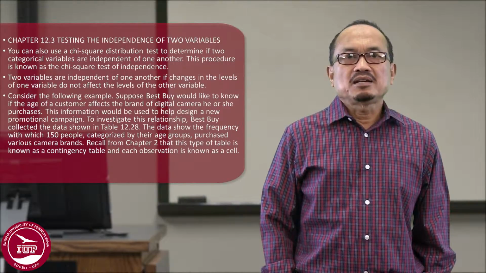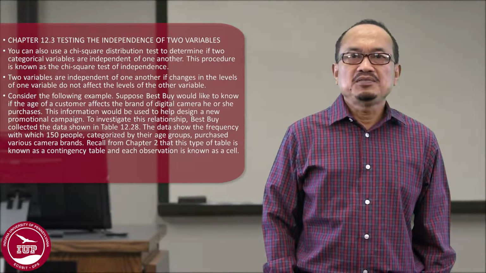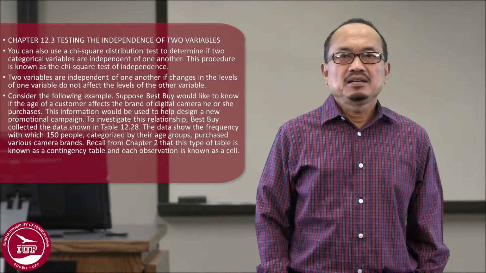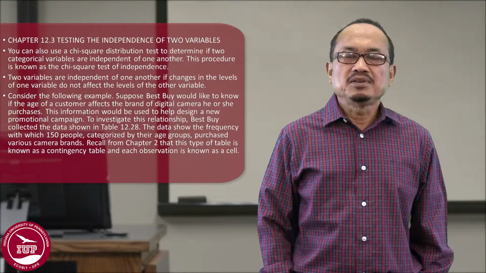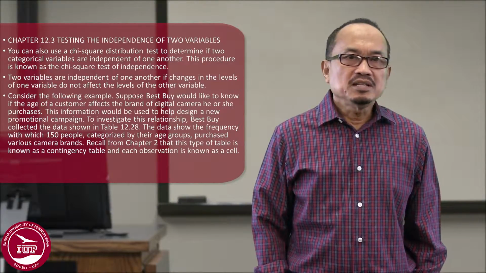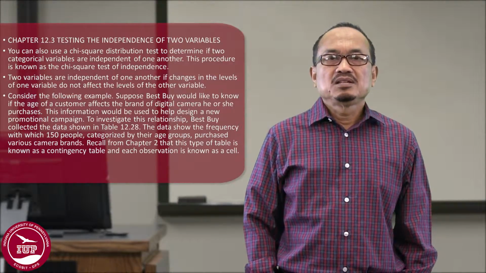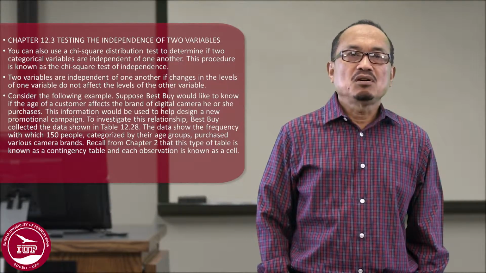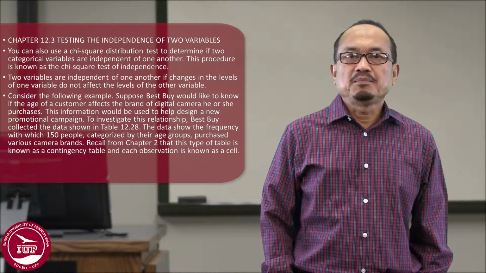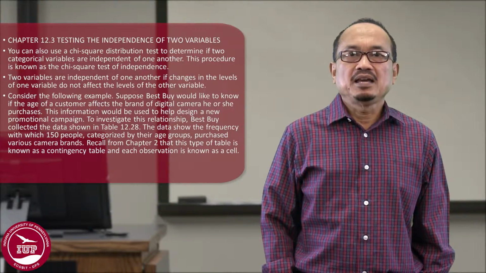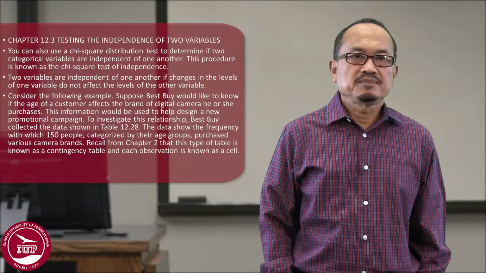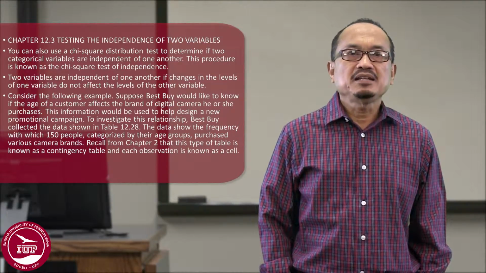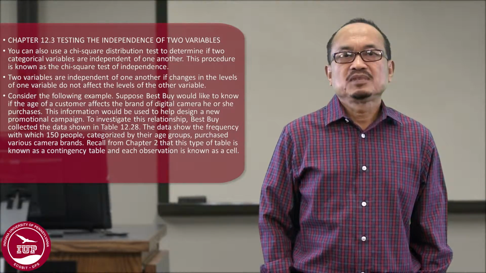Two variables are independent of one another if changes in the level of one variable do not affect the levels of the other variable. Consider the following example. Suppose Best Buy would like to know if the age of a customer affects the brand of digital camera he or she purchased. This information will be used to help design a new promotional campaign.